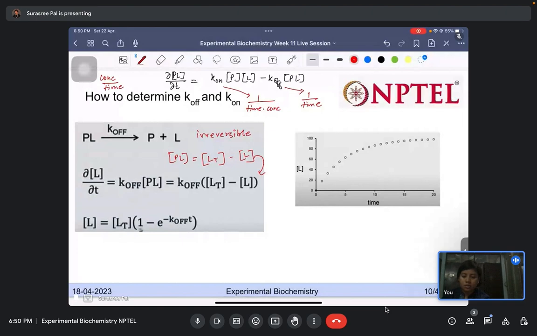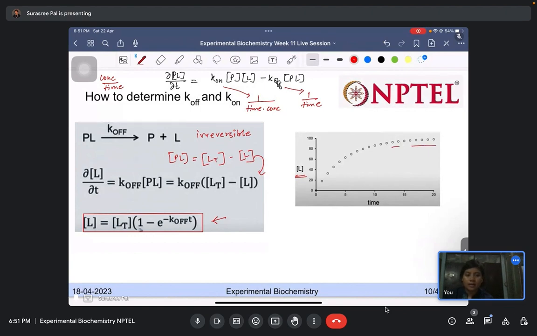we get this formula, which is L, the free ligand concentration, equals ligand total concentration into 1 minus e to the power minus K off into T. So this becomes an exponential equation, and if we plot it with respect to time, what we will see is that the free ligand concentration will actually saturate with time, right?